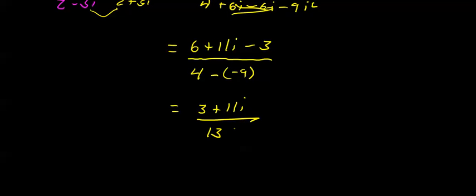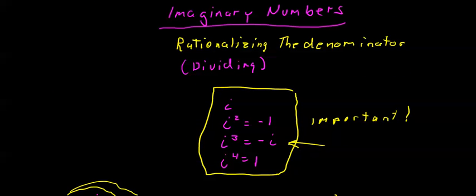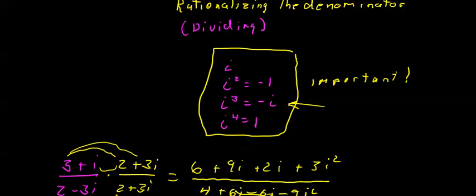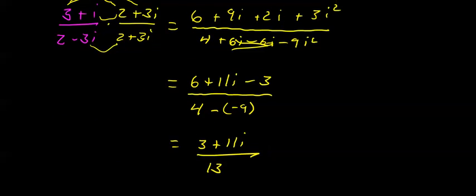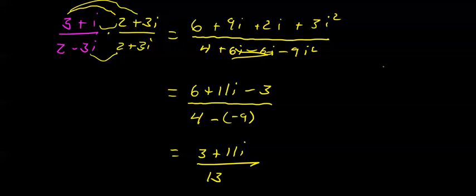And again, we now have no i's in the denominator, which is what we wanted when we started. Just rationalizing the denominator. This should be relatively simple, the dividing, because it's no different than what we've been doing. It just looks slightly different, but it's the same process.